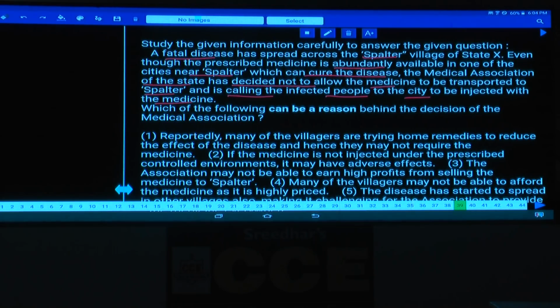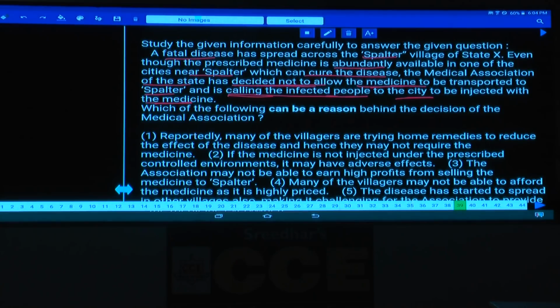The medical association of the state has decided not to allow the medicine to be transported to the village. ఆ విలేజ్కి అయితే ట్రాన్స్పోర్ట్ చేయకండి ఆ మెడిసిన్ అన్నారు. కానీ ఏం చేశారు, and calling the infected people, ఎవరికైతే ఆ డిసీజ్ వచ్చిందో వాళ్ళందరినీ ఈ టౌన్కే రమ్మన్నారు, to the city to be injected with medicine. ఆ మెడిసిన్ తీసుకోవాలంటే మీరే రండి, మేము మీ దగ్గరికి మెడిసిన్ అయితే పంపించమన్నారు.